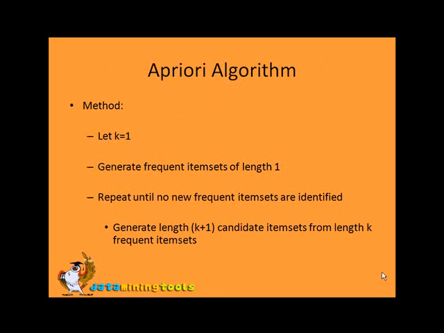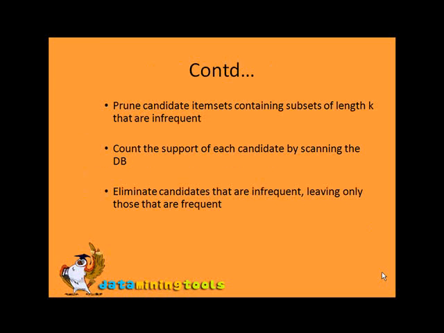Let's understand the Apriori algorithm. Here, first initialize k to 1, then generate frequent item sets of length 1. Repeat until no new frequent item sets are identified. Generate length k plus 1 candidate item sets from length k frequent item sets. Prune candidate item sets containing subsets of length k that are infrequent. Then count the support of each candidate by scanning the database. Then eliminate candidates that are infrequent, leaving only those that are frequent.